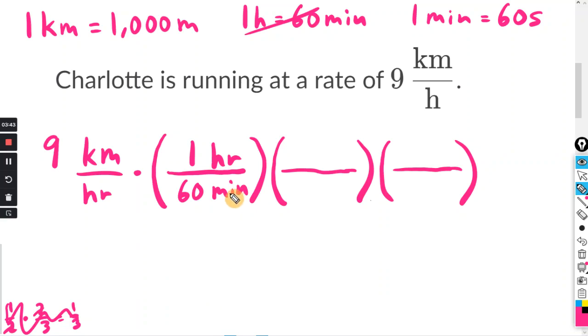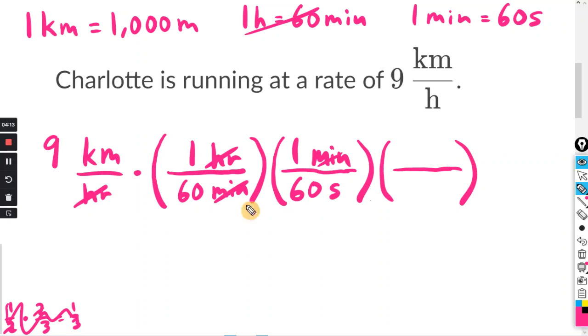And we're looking to get seconds. So now I want to get rid of minutes. And I have 1 minute equals 60 seconds. Here, minutes is in the denominator, so I'm going to put minutes here in the numerator. Okay, and 1 minute is equivalent to 60 seconds. Okay, so far, if you want to see what cancels, we have hours divided by hours. That's just 1, so that's gone. Minutes divided by minutes. That's gone.